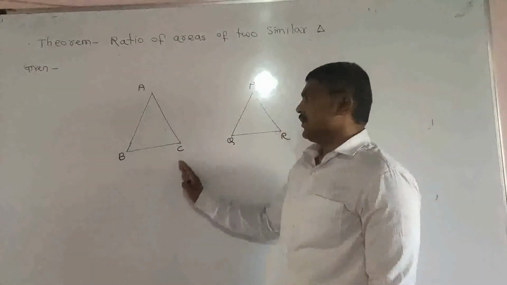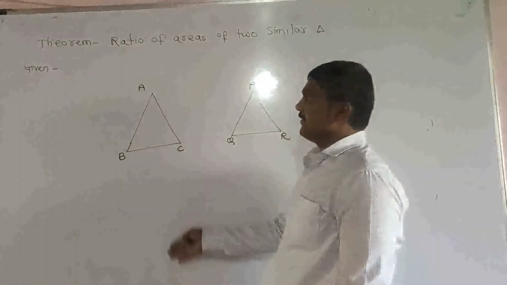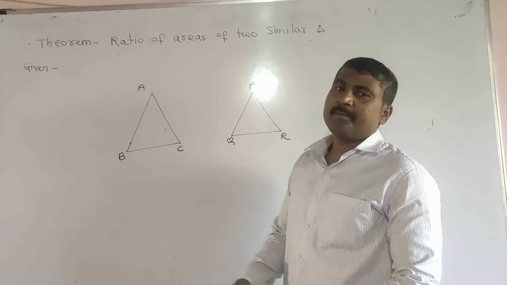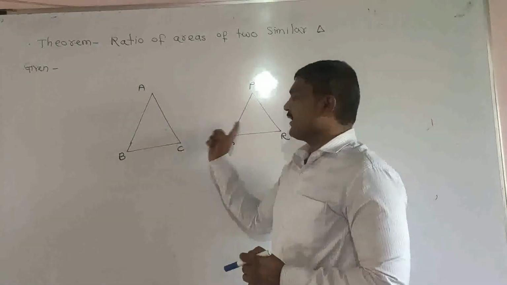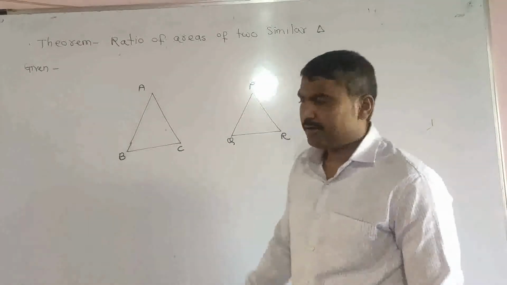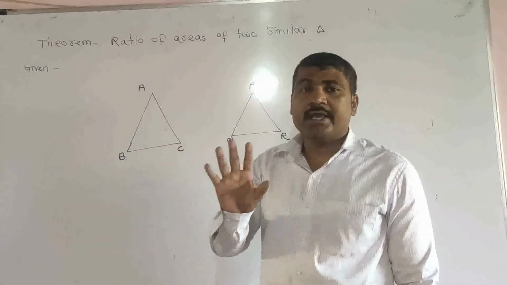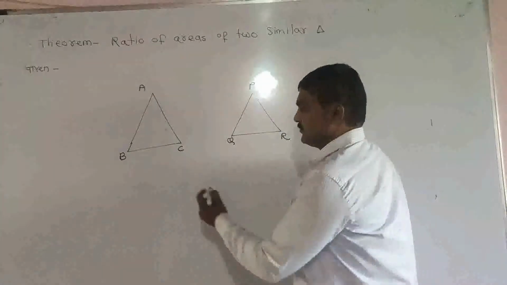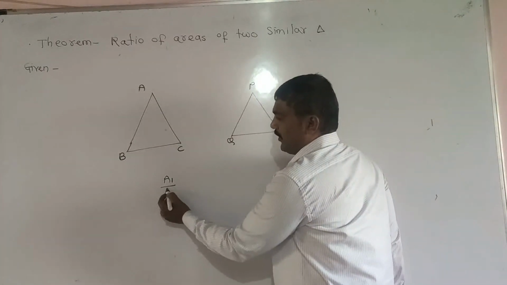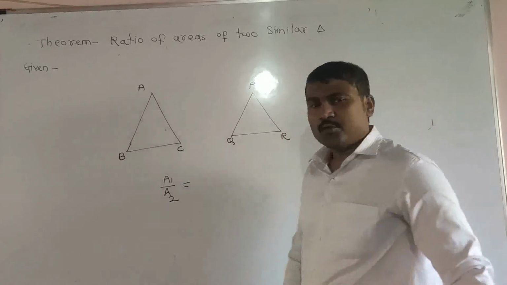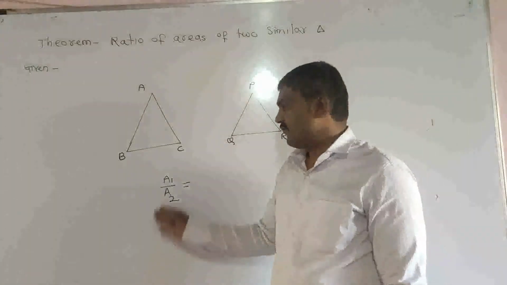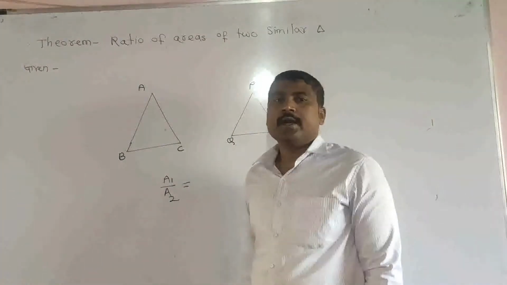Okay. So in this theorem, the statement of the theorem is: when two triangles are similar, then the ratio of their areas, I am writing here A1 upon A2. A1 and A2 are the areas of the given two triangles. Okay.